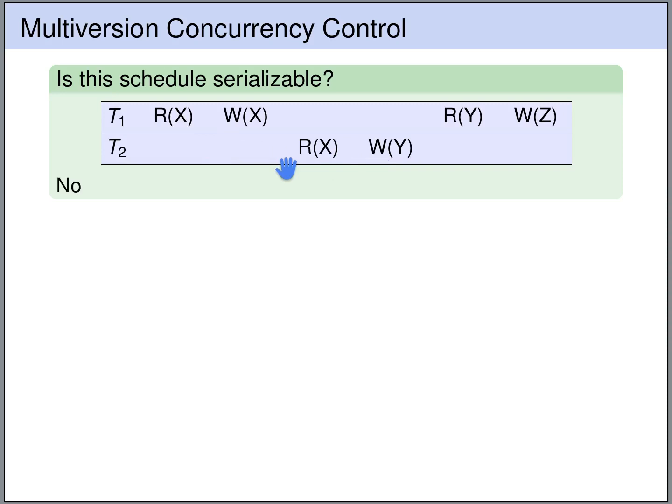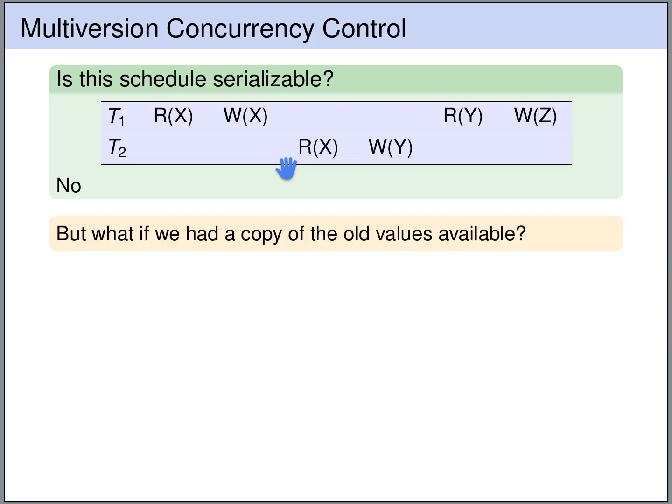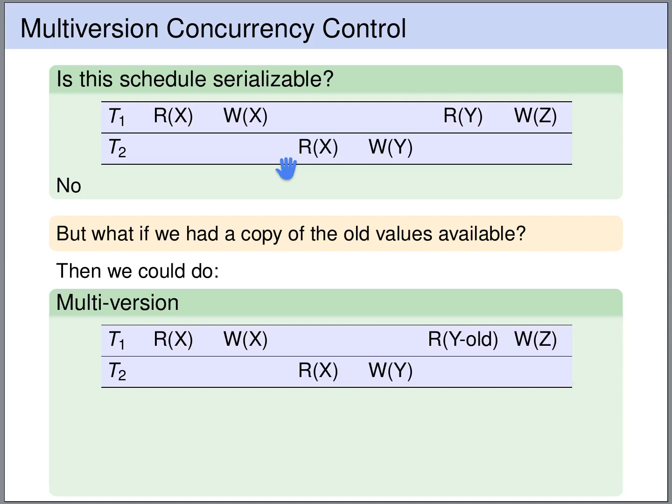However, let's assume that we have copies of all data values available. So what about this schedule? This is basically the same as the schedule on the top, but now instead of reading the updated value of y, we read an old value of y, the value at the time when the transaction T1 has been started.